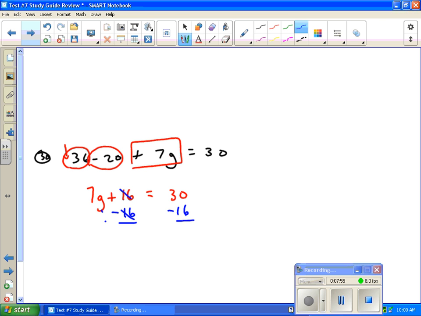What you're left with on the left is 7g equals 30 minus 16 is 14. 7g is the same thing. Remember, it means 7 times g. In order to undo multiplication, you divide. You're keeping g by itself, so divide by 7. That'll cancel them out. Divide the left by 7, you got to do the same thing to the right, and 14 divided by 7 is 2.